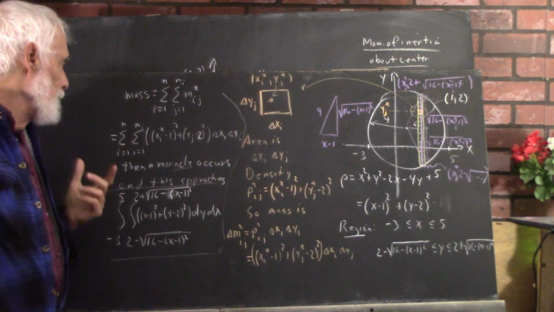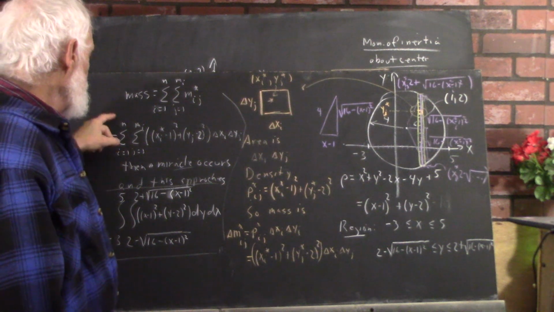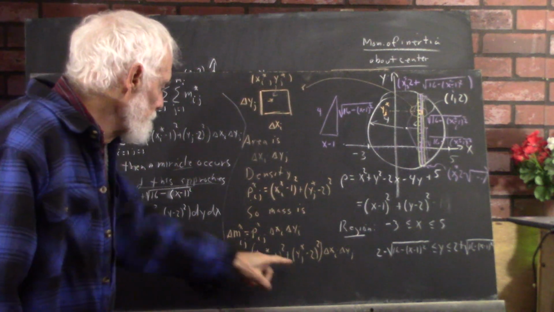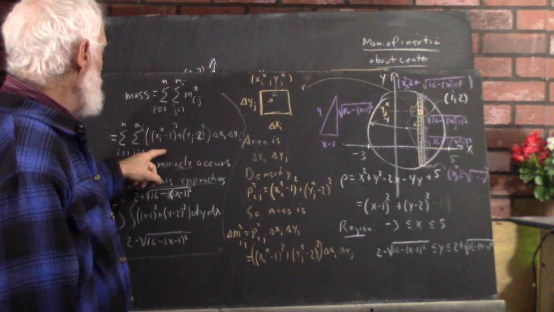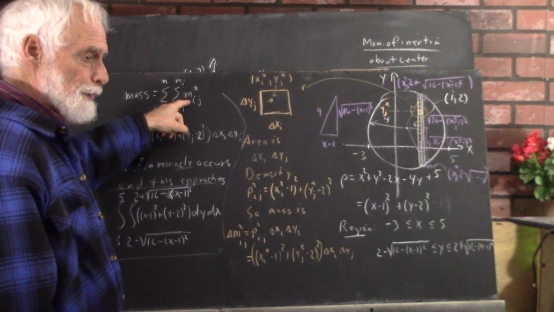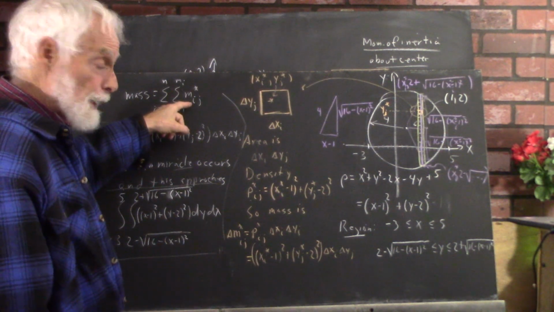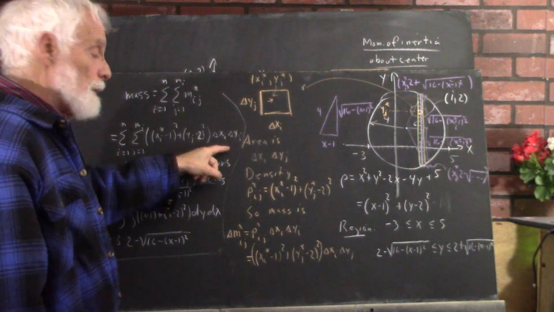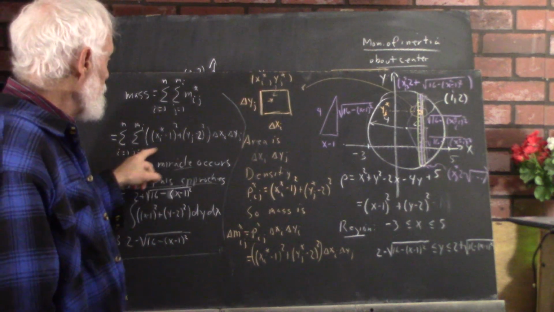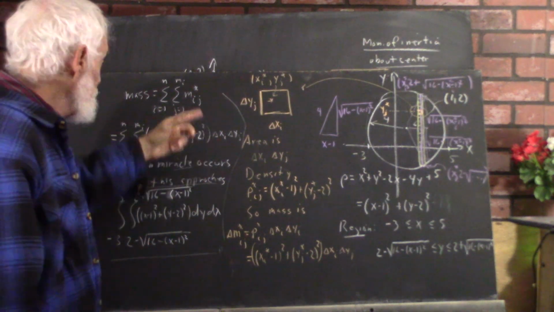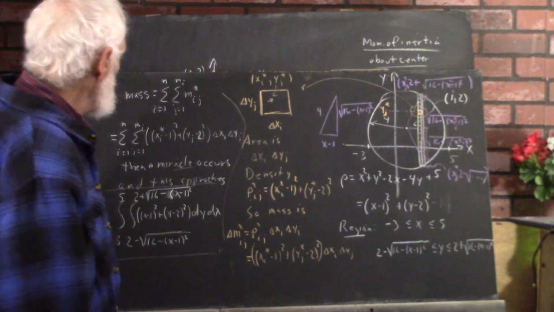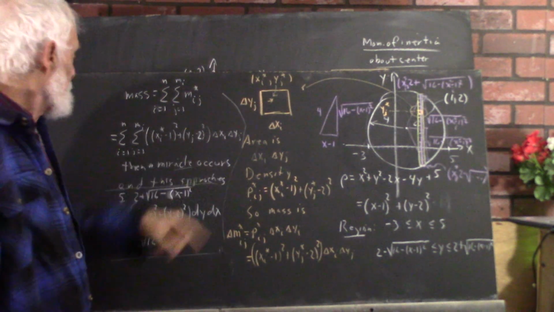We can write that then as the same sum, but we can use this expression for the mij star. We write this one to indicate that this is what we get when we add up all the masses. This is what we get when we write out the expression for the mij star mass.